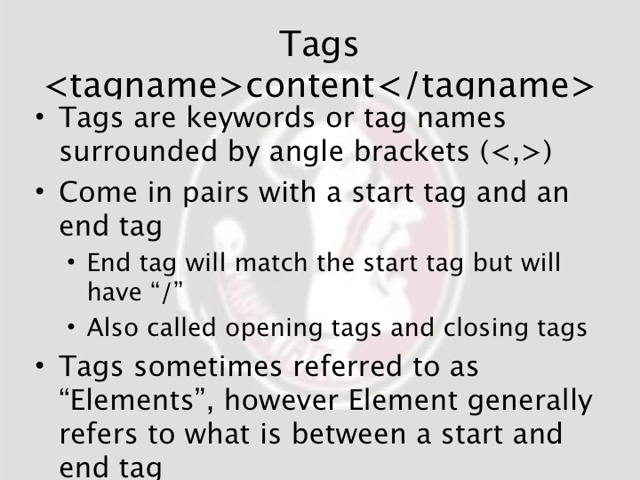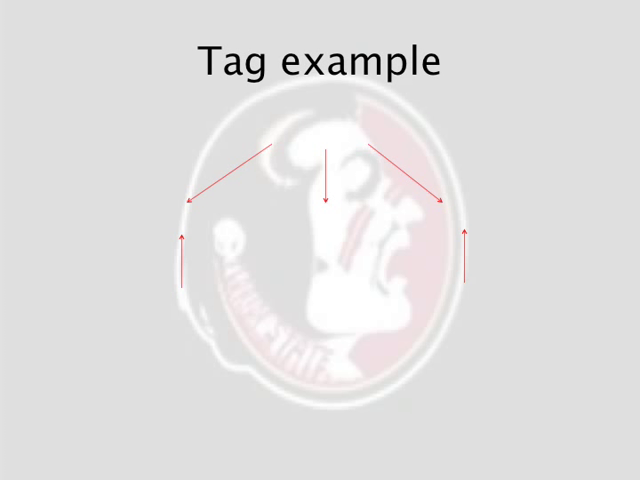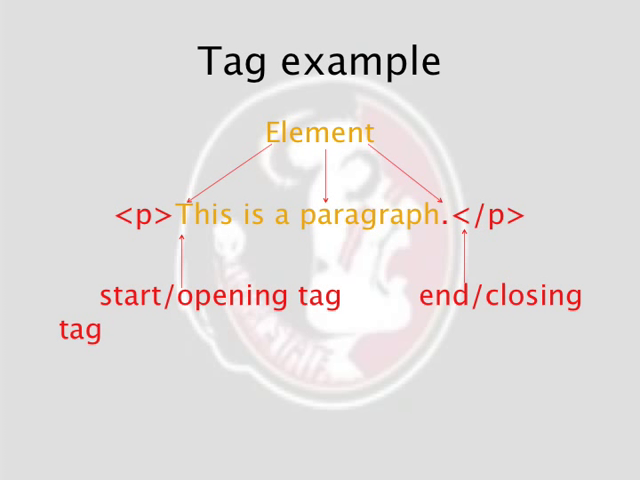And sometimes tag elements or tags are referred to as elements, but generally an element just means the entire thing here. Like this whole thing would be an element of an XML page. Again, here's another example. So see, this whole thing is an element. This is the start tag, this is the end tag, and in between is the content. This is what gets displayed.